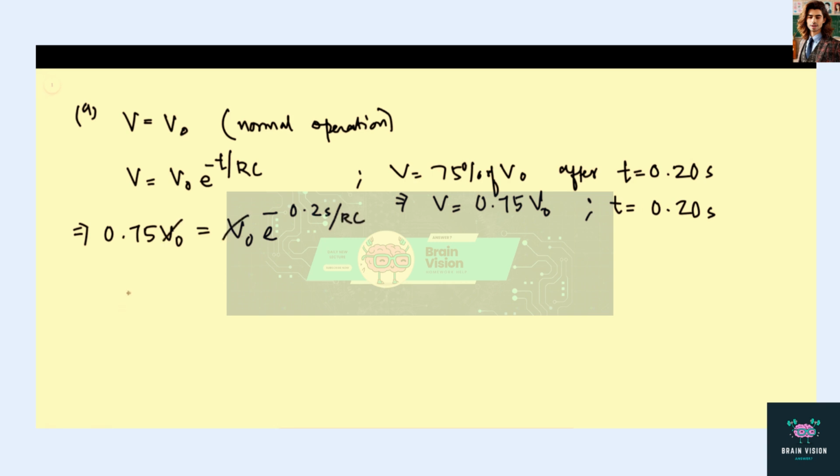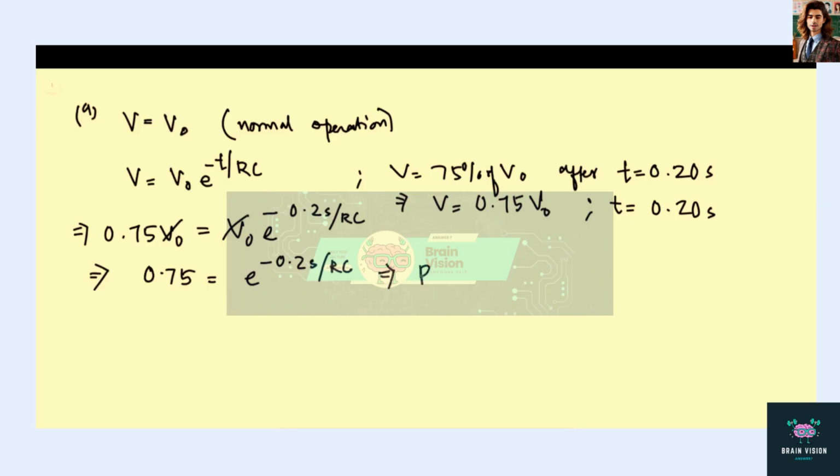V naught is a constant and that cancels out. So we are left with 0.75 equal to e to the power minus 0.2 seconds over RC. And from here, we can solve for R, which will be equal to minus 0.2 seconds over C ln of 0.75.